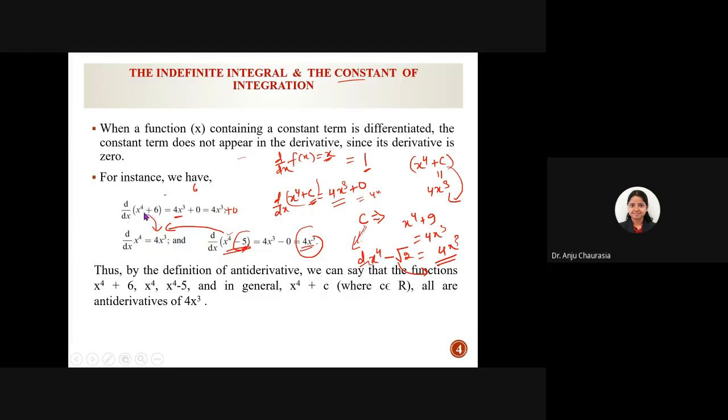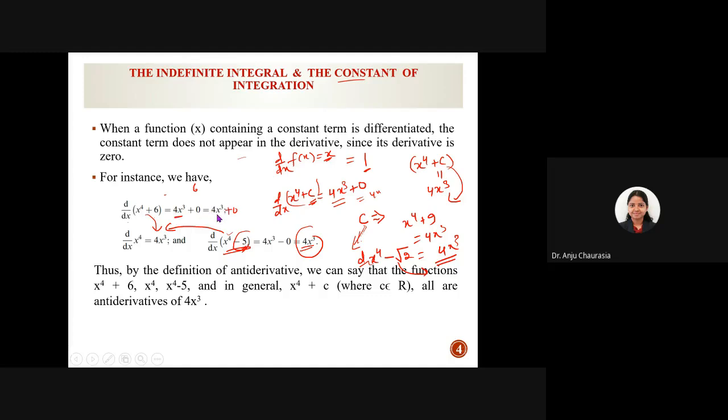Now see, the differentiation of x4 plus 6 is again 4x cube, because everyone knows the differentiation of a constant is 0. Now see, the differentiation of x4 minus 5, again the derivative is 4x cube. So there are many functions having the derivative 4x cube: x4 plus 6, x4, or x4 minus 5. For all the values we have the same derivative.